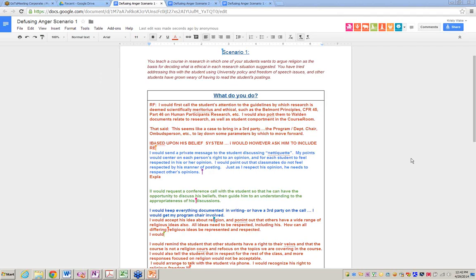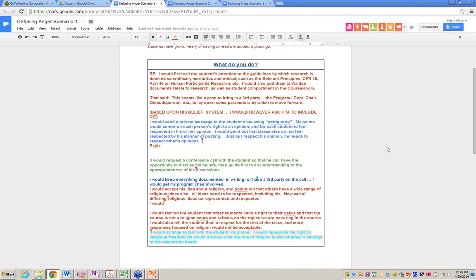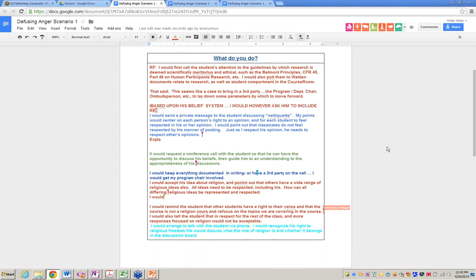All right. If we could go to scenario 1, we will start with 1. Remember, this is the one that was the religion issue. Let's see what we have there. I've been scanning them as they came in. The first person is going to point out to the student, call attention to the guidelines where research is deemed scientifically meritorious and ethical using the Belmont principles, Walden's documents relating to research.